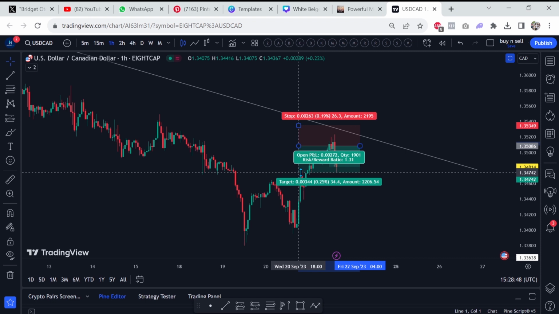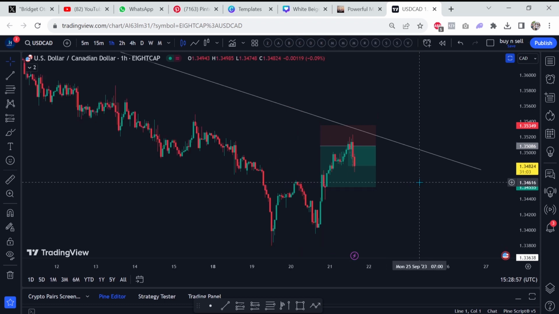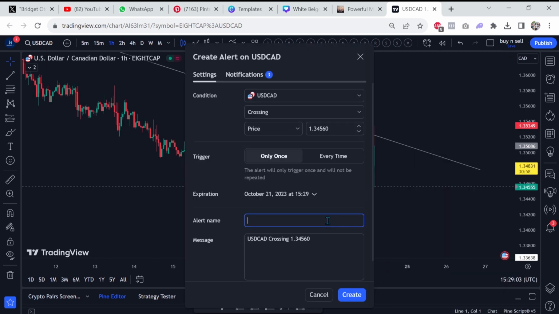Currently we have done at least 1:1.3, 1:1.2. So at least I expect this level. From this level I'll probably take 80%. So I'm going to be setting an alert around somewhere here. So just TP1, USD CAD.